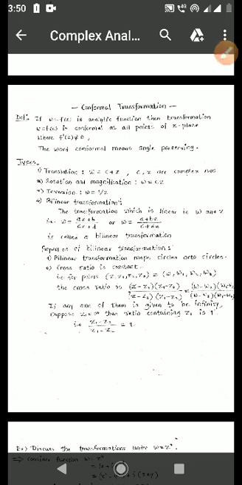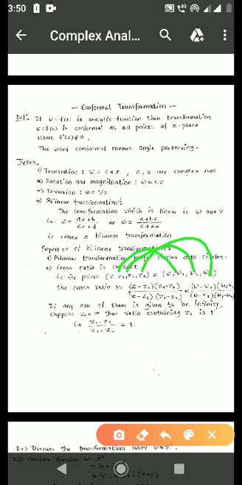So what is meant by cross ratio? If we have the points z1, z2, z3 and w1, w2, w3, that means z1 maps to w1, z2 maps to w2, z3 maps to w3. Then under this cross ratio property, what figure maps to what figure? To check that, we have the cross ratio property.